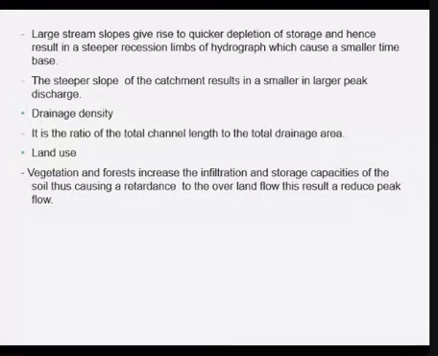Land use: vegetation and forest increase the infiltration and storage capacities of the soil, thus causing retardance to the overland flow. This results in a reduced peak flow.